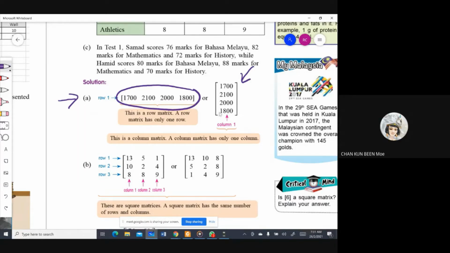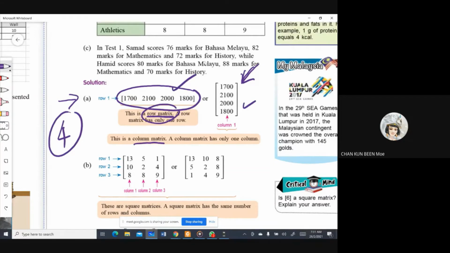So this one, the one that we have just now, is called a row matrix. A row matrix has only 1 row. And then this one is a column matrix. A column matrix has only one column. You remember that. We are going to learn 4 types of matrices today. The first two you already know, the row matrix and the column matrix. Now we look at the next example.